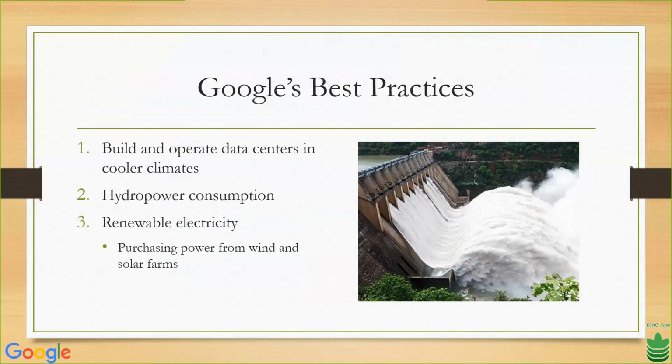And these are all really by Google. Okay, so number one, build and operate data centers in cooler climates. The reason for that is because if we have a cool climate where essentially the data center is cooling itself down, we don't need to invest in large fans that take up a lot of power distribution. Iceland would be a great example of a cool environment where we can set up these data centers.